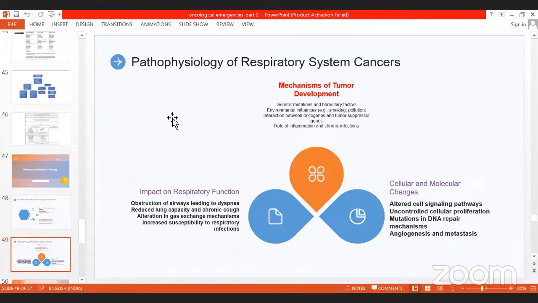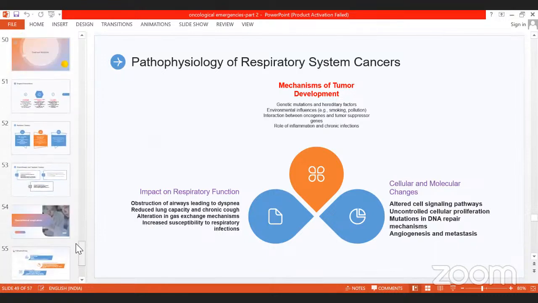So the mechanism of tumor development, as we know, is because of genetic or hereditary features or environmental influences like smoking, pollution, or there may be interaction between the oncogenes and tumor suppressor genes. And the impact of these respiratory system cancers is obstruction of the airways, which may lead to dyspnea, reduced lung capacity and chronic cough. And there will be alteration in the gas exchange mechanism and increased susceptibility to respiratory infections. This is the impact which we see on respiratory function. And these occur because of cellular and molecular changes, like cell signaling pathways, uncontrolled cellular proliferation, and mutations in the DNA repair mechanisms.